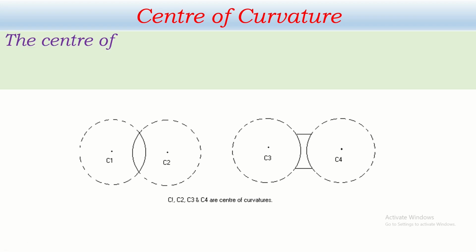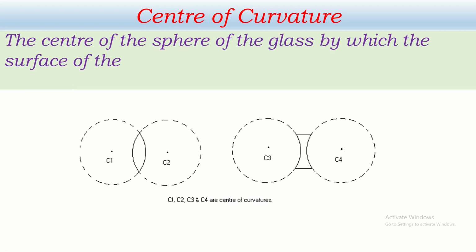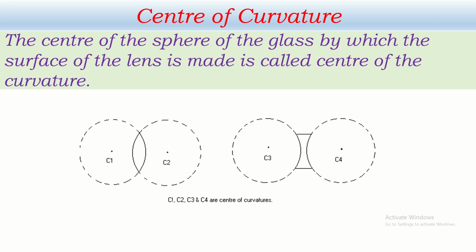How can we define it? The center of the sphere of the glass by which the surface of the lens is made is called center of curvature. Okay, here C1, C2, C3, C4 are centers of curvature.